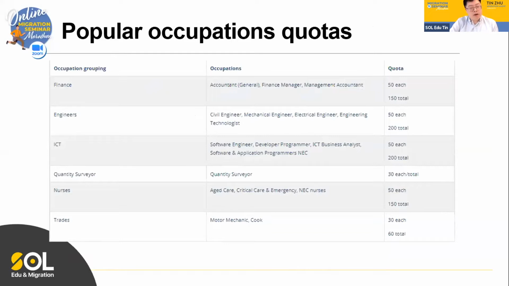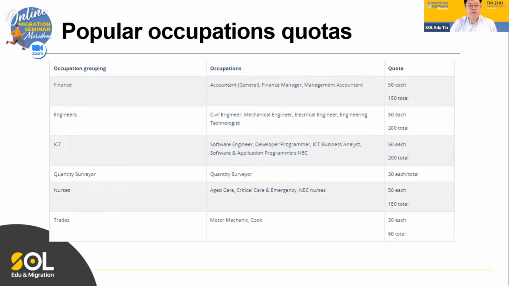And some popular occupations, I believe some of our attendees today would like to nominate these popular occupations. But for this year, they have quotas for these popular occupations. So totally there were 6 different groups. For the finance group, if your nominated occupation is general accountant, finance manager, or management accountant, they only give 50 each. Total is 150. And this quota includes 190 visa and 491 visa.